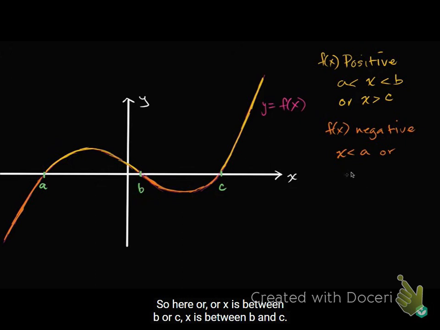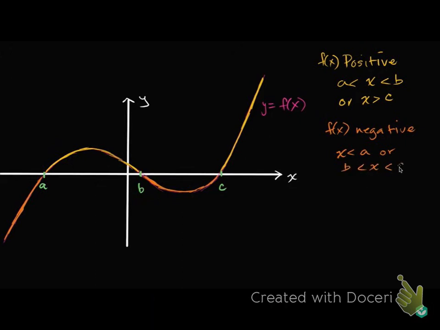So here, or x is between b and c. And I'm not saying less than or equal to, because at b or c, the value of the function, f of b is 0, f of c is 0. That's where we are actually intersecting the x-axis. So that was reasonably straightforward.